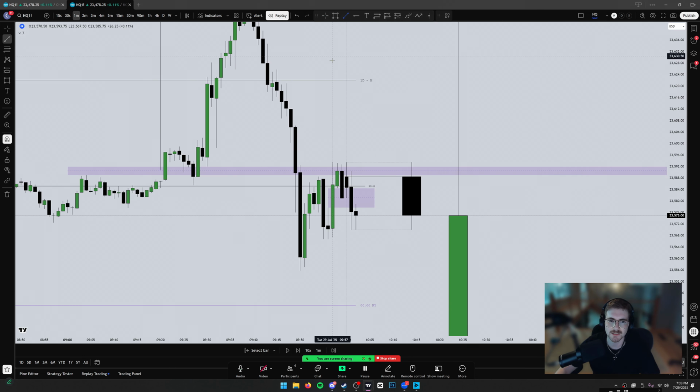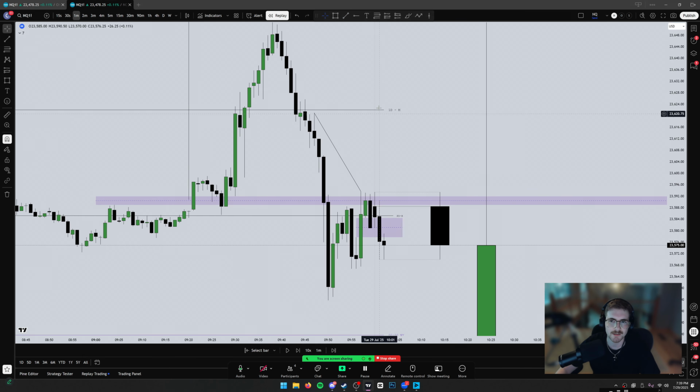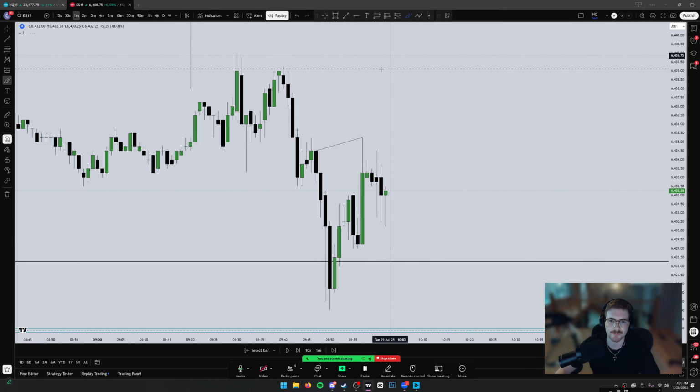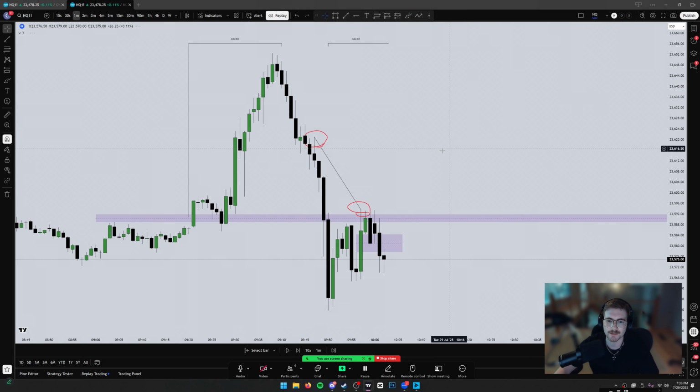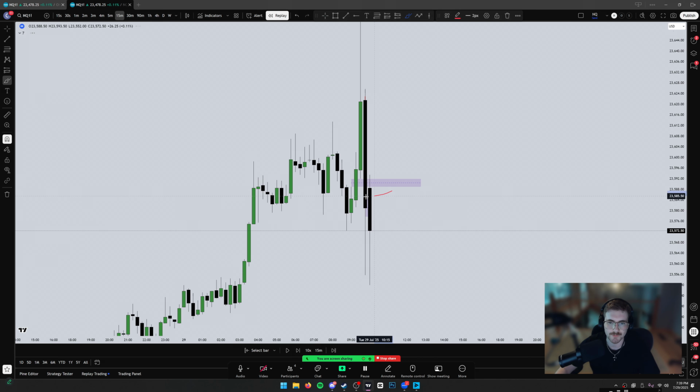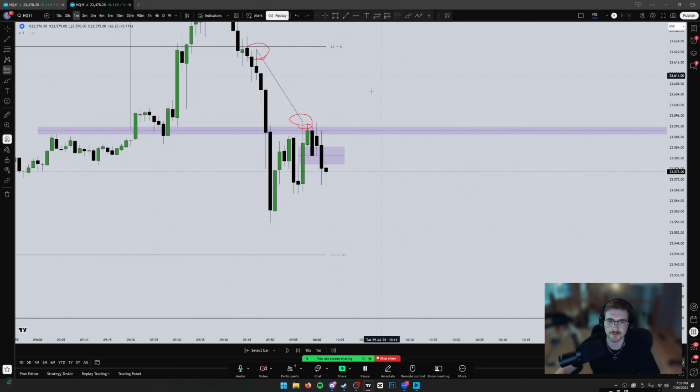We have SMT between this high and this high, where we have a higher high and a lower high on NQ, and on ES, we have this lower high and higher high. And again, our higher time frame gap was this 15-minute gap right here. Okay, so this was the first trade that we took.